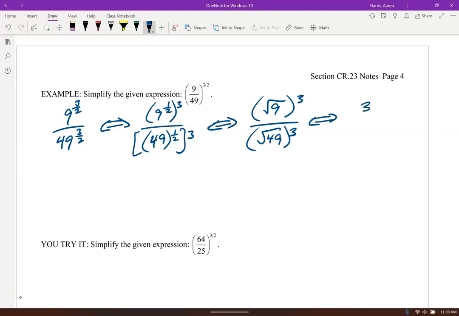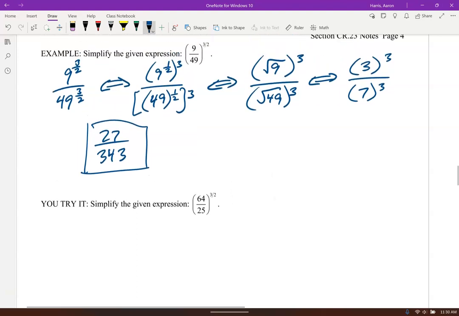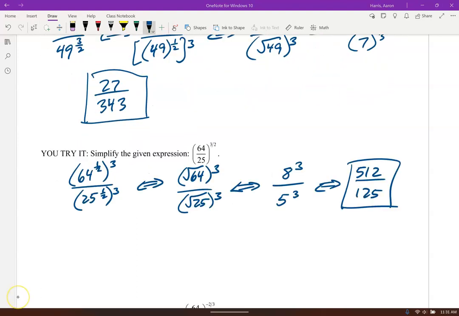Well, the square root of 9 is 3. Square root of 49 is 7. So 3 to the third, I got 27. 7 to the third, was that 343? So I got 27 over 343. And I'm actually stuck right there. Can't do anything with that. You guys try that next one and see what you get on that.